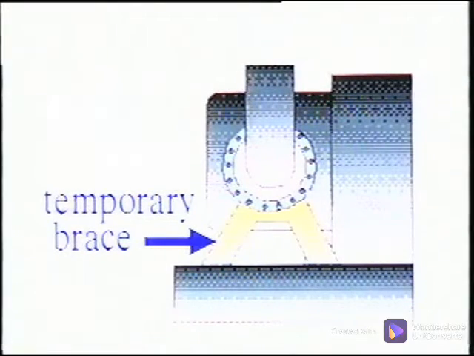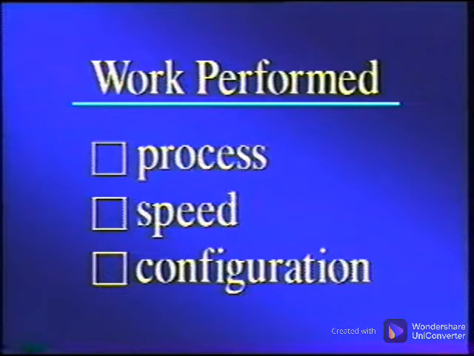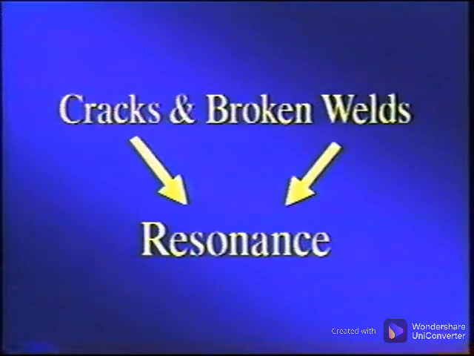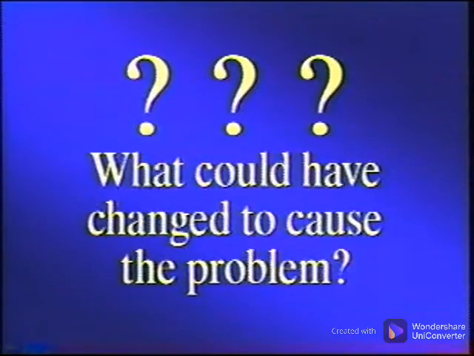A temporary brace was installed to help remove the strain on the header, but it cracked again. No other work has been done on the machine, and the process, speed, and machine configuration were not changed. Since cracked welds are typically indications of resonant frequencies excited from some other forcing frequency, there must have been internal changes in the machine to generate a forcing frequency. Now it is the job of the analyst to determine the resonant frequency and the source of the problem.